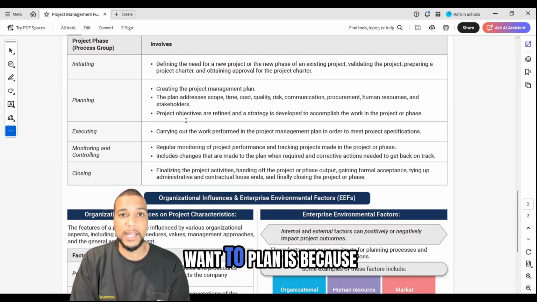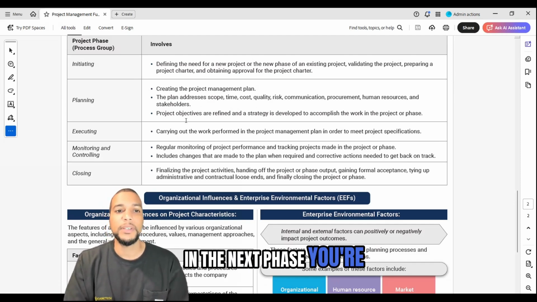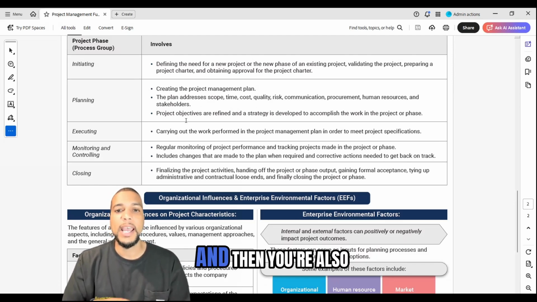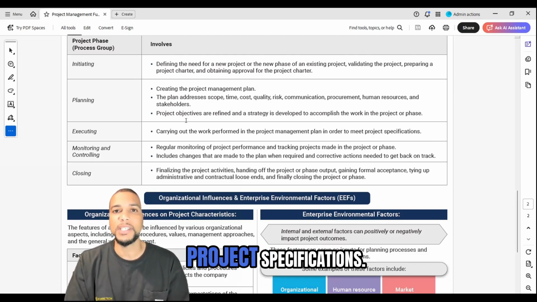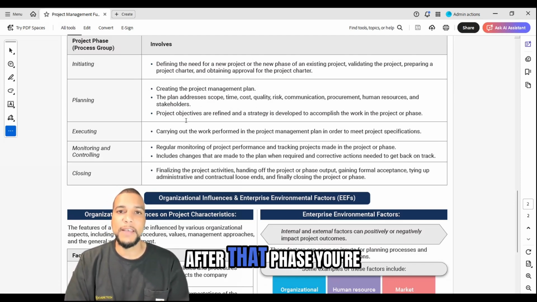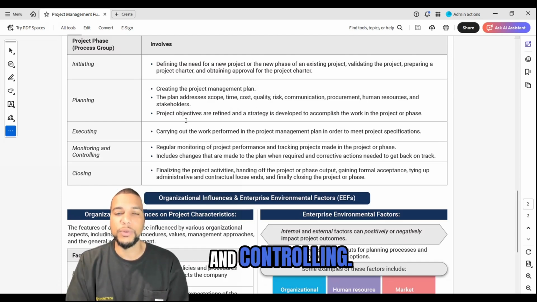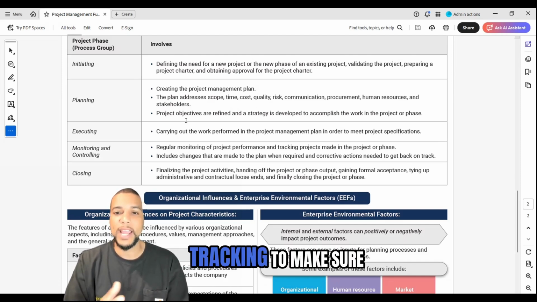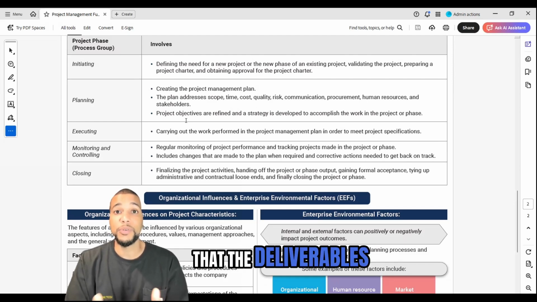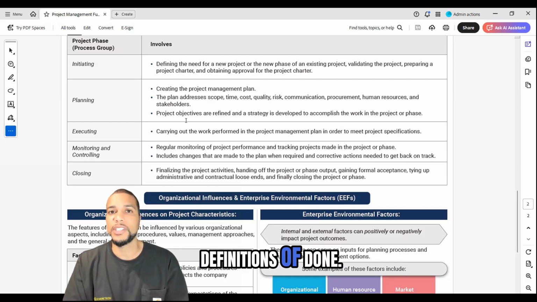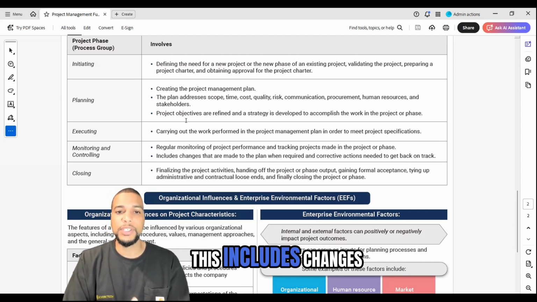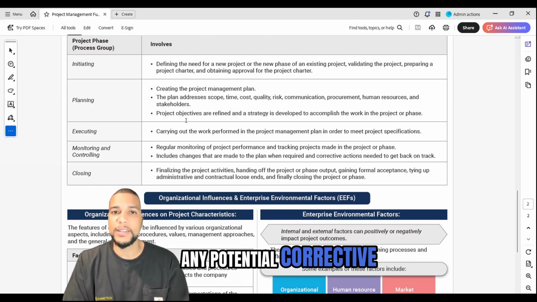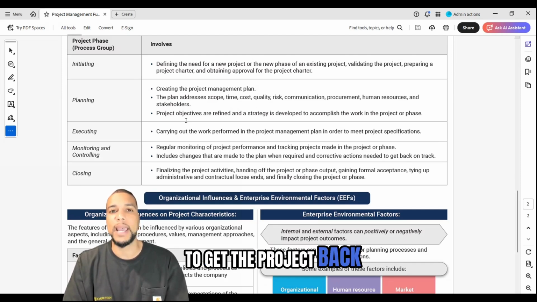And the reason why you want to plan is because in the next phase, you're going to be executing. You're going to be carrying out the work performed in the project, and then you're also going to meet the project specifications. After that phase, you're going to be monitoring and controlling. This is regular monitoring and controlling of project performance, tracking to make sure that the deliverables are meeting the expectations and the definitions of done. This includes changes that are made to the plan when required and any potential corrective actions that are needed to get the project back on track.